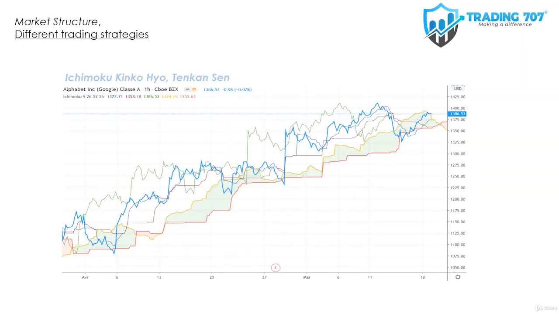When the Tenkan-sen crosses the Kijun-sen upwards, we are in a situation of a short-term rebound or a bullish trend change. On the contrary, when the Tenkan-sen crosses the Kijun-sen downwards, a correction or trend reversal is taking place. Also, the signal generated will be considered strong when the crossing is above the Kumo cloud, and weak when the crossing is below the Kumo cloud.